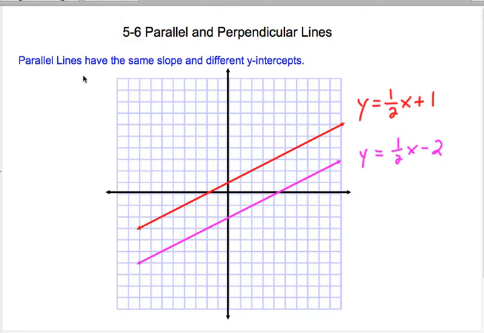When two lines are parallel, they have the same slope but different y-intercepts. So for instance, I've drawn a red line and a pink line here, and I've shown what their equations are. You can see they have the same slope, both 1 over 2, and they have different y-intercepts, 1 and -2.